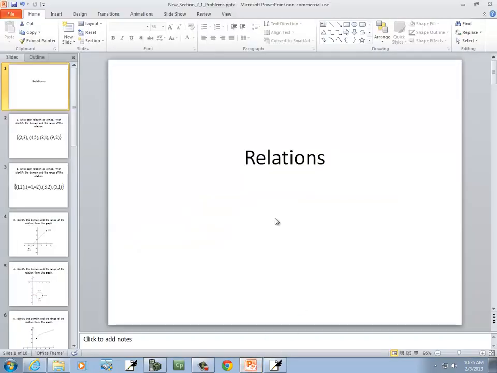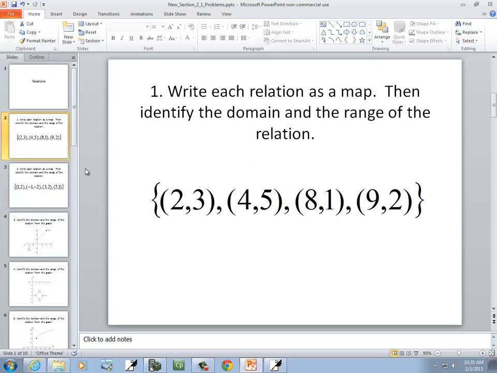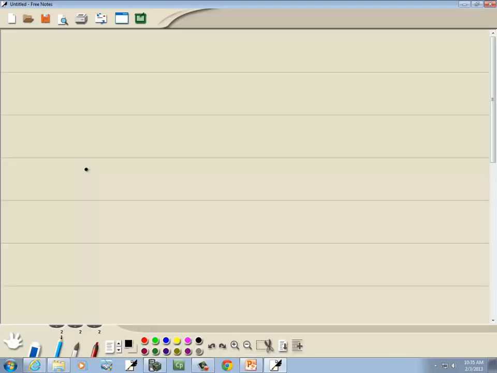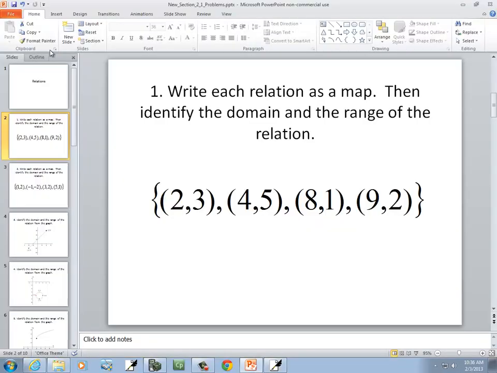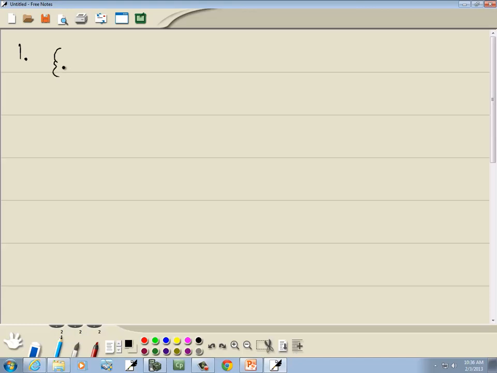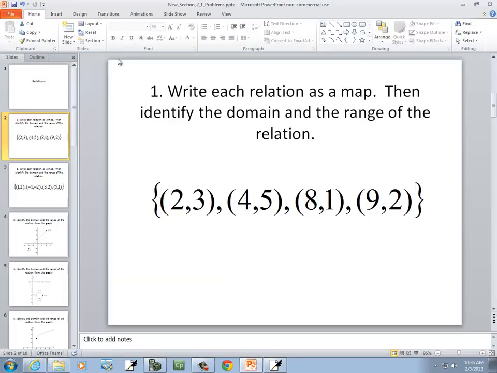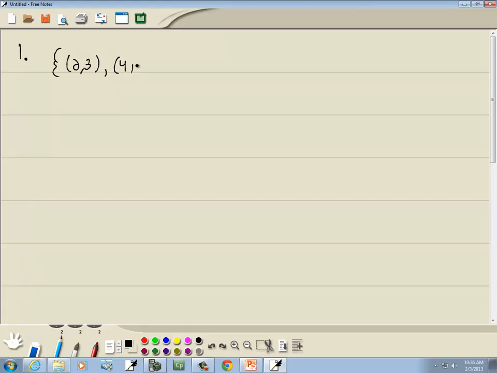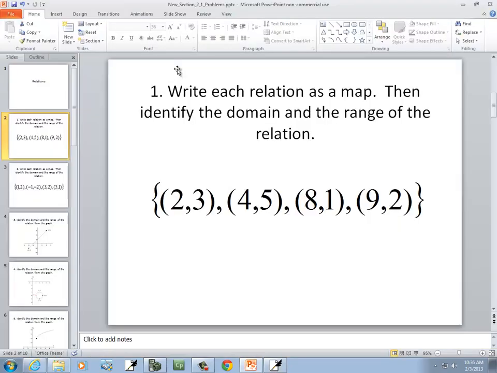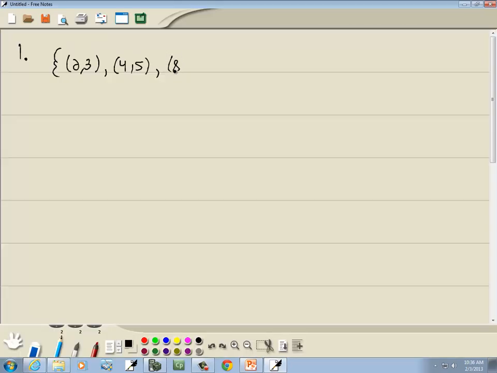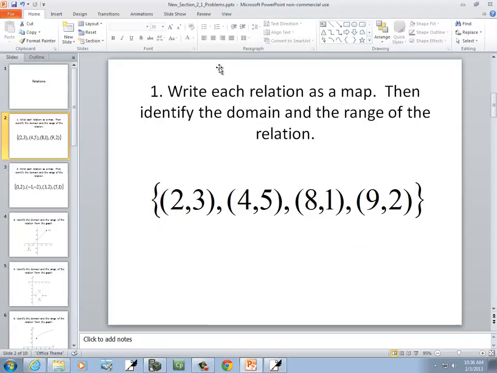Let's take a look at relations. Let's look at our first example. We'll talk about what some of these things mean. We got the points (2, 3), (4, 5), (8, 1), and (9, 2).